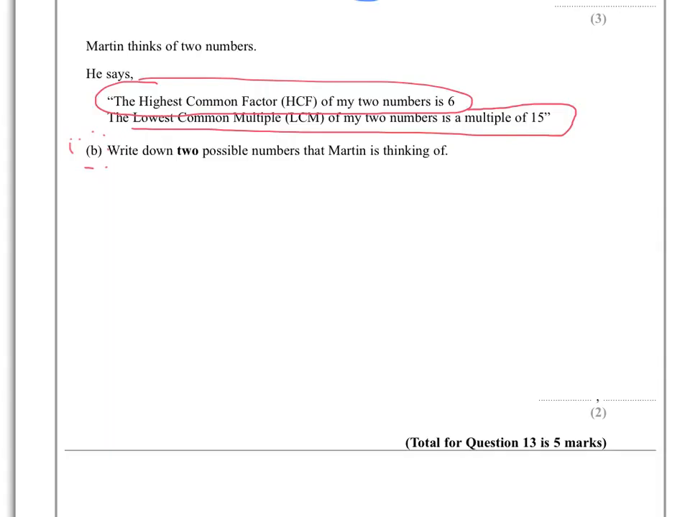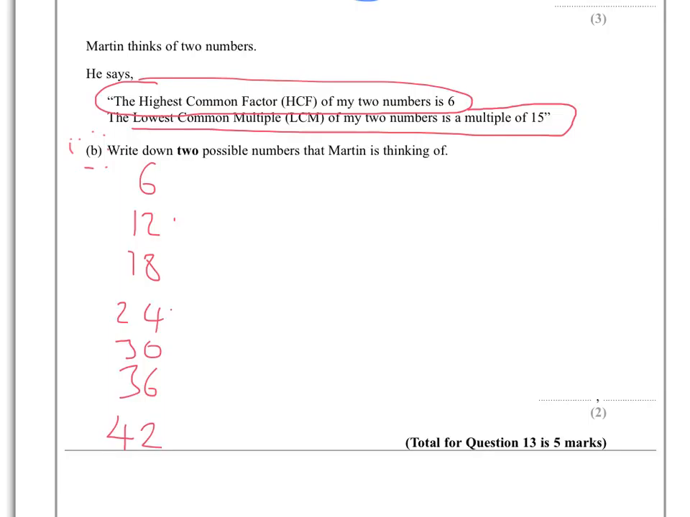So let's have a look at the 6 times table. 6, 12, and so on. We don't know how far we've got to go, but let's just go this far to start with. Now, highest common factor of 2 numbers is 6. So if we pick any 2 numbers out of this list, if we pick 12 and 24, for example, the highest common factor of those 2 is not 6 anymore. The highest common factor of those 2 is 12, so that wouldn't do.